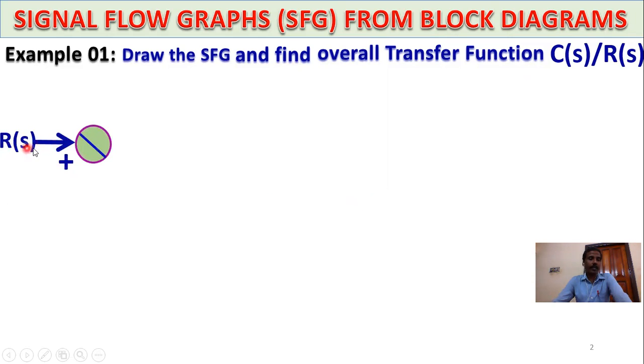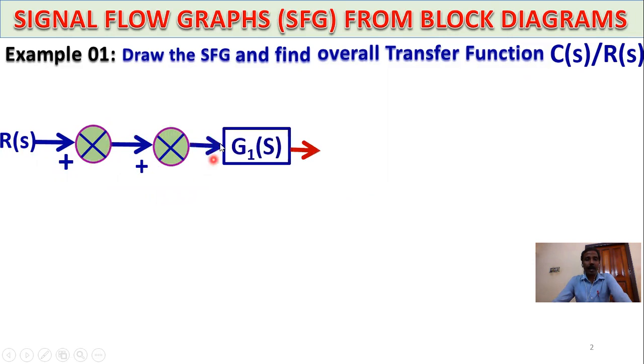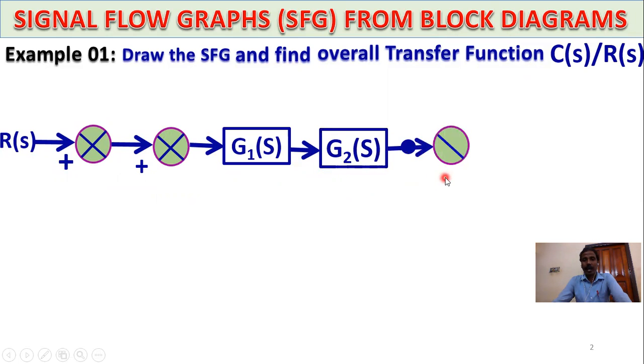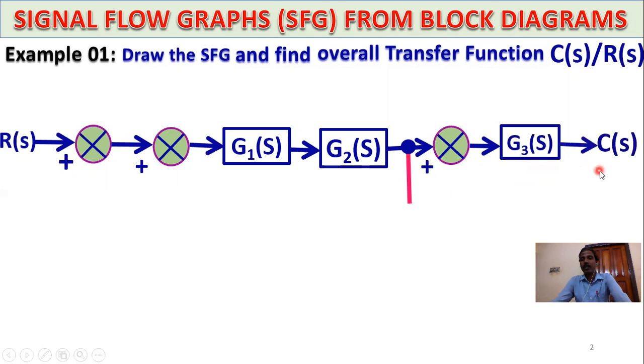This is the forward direction, always positive. This is a summing point or comparator, another summing point or comparator. The gain of the system is G1(s), the first gain, and the second gain G2(s). This is another summing point or comparator. Then the third gain G3(s), and the controlled output C(s). So this is the forward path.